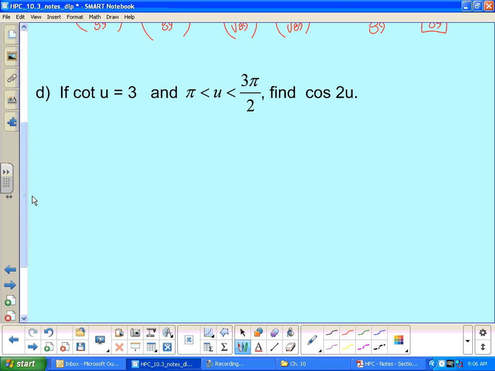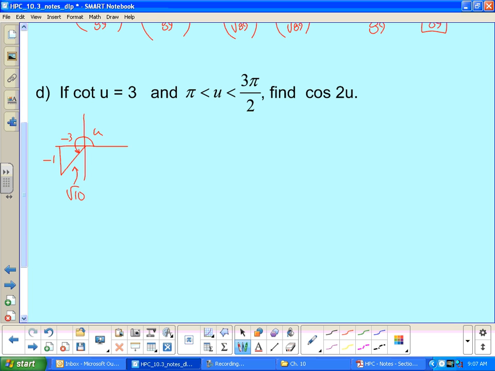And again, a cotangent, we're trying to find a double angle for this cosine. We are once again in quadrant 3, between pi and 3 pi over 2. So angle u. Remember, the cotangent is an x over a y value. So I have a negative 3 over negative y. 9 plus 1 means that this hypotenuse is the square root of 10.